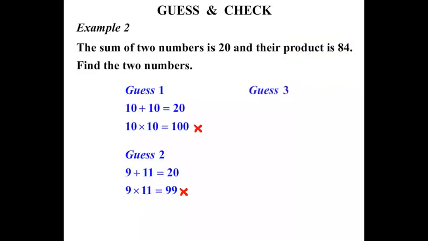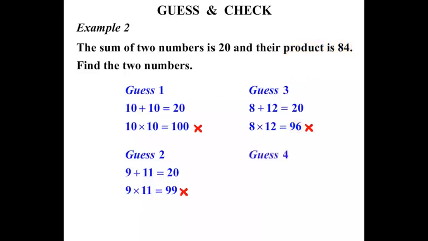So our third guess now. Two numbers add to give 20. What about 8 and 12? 8 plus 12 equals 20. Now their product is 84. Well, let's see. 8 times 12, that's the product of these numbers. And 8 times 12 is 96. Okay, 96 compared to 84. We're getting close, but still not quite right.